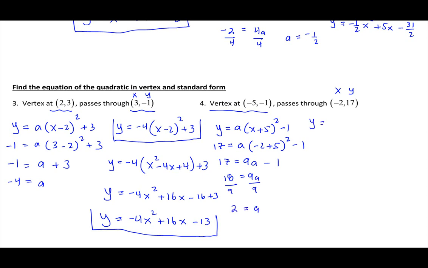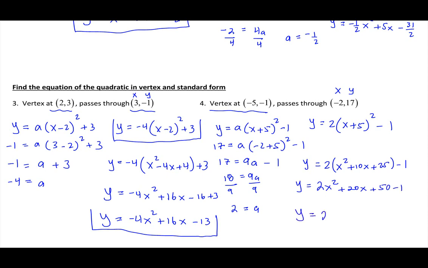So in vertex form, we have 2 (x + 5)² - 1. And if we work all this out, that'll give us standard form. So we'd end up with y is equal to 2 (x² + 10x + 25) - 1. We distribute the 2: 2x² + 20x + 50 - 1. So our final answer in standard form right here. Okay, here's vertex form.